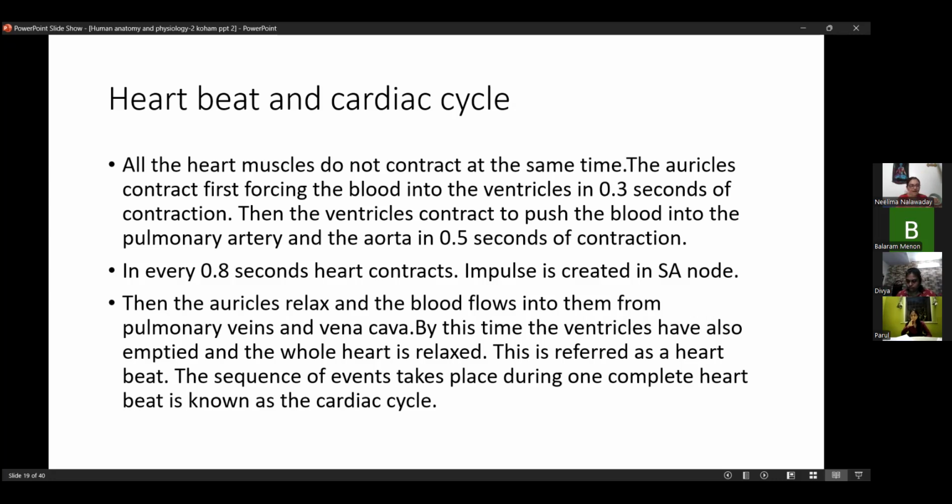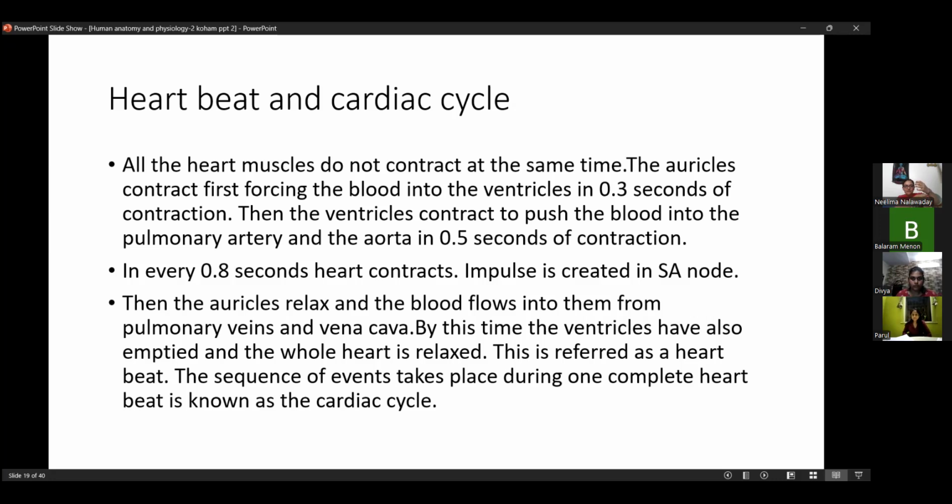So, pulmonary artery, sorry. So, what happens? Simultaneously, it is happening. Upper two chambers are contracting and then lower two chambers are contracting. Upper two in 0.3 seconds, lower two in 0.5 seconds. So, in every 0.8 second, heart contracts. And the impulse is created in the SA node. So, SA node is creating the impulse and this is happening.